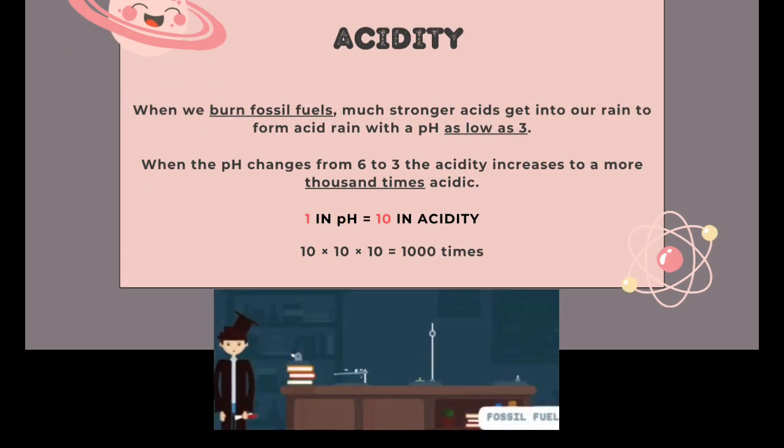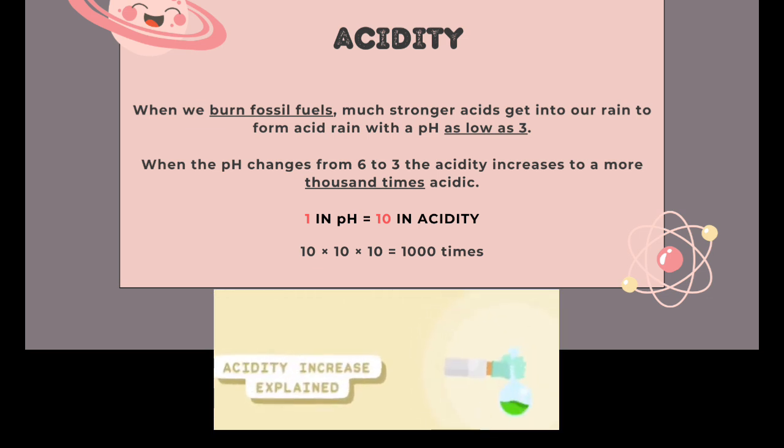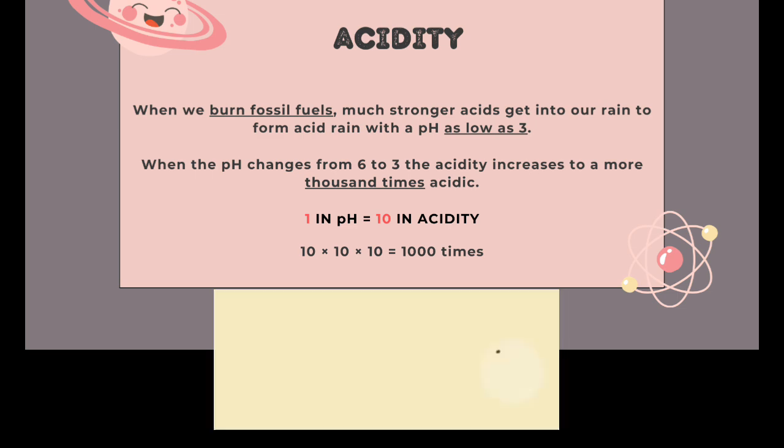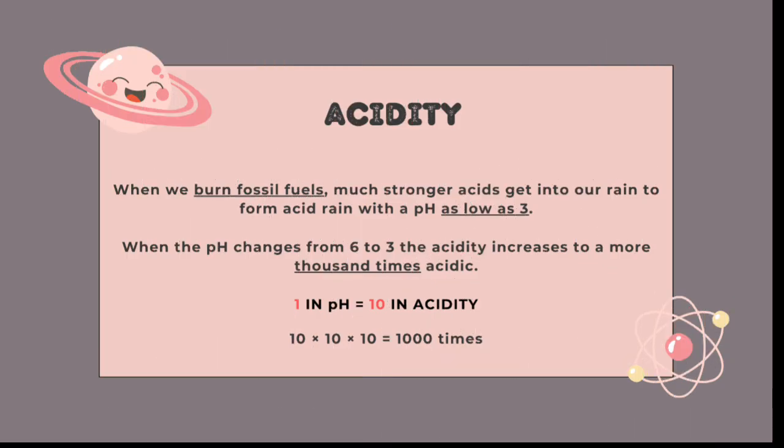When we burn fossil fuels, much stronger acids get into our rain to form acid rain with a pH as low as 3. When the pH changes from 6 to 3, the acidity increases to more than 1,000 times more acidic. 1 in pH equals 10 in acidity, 10 times 10 times 10 equals 1,000 times.